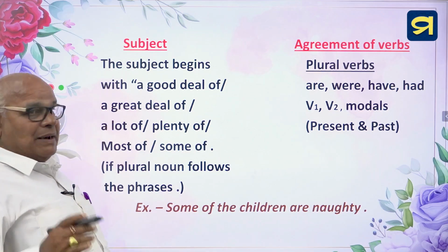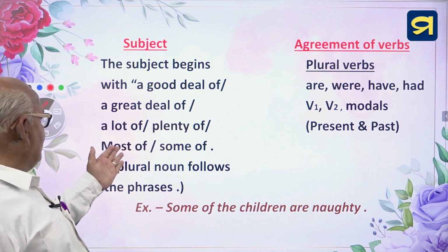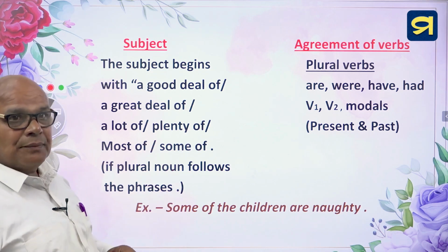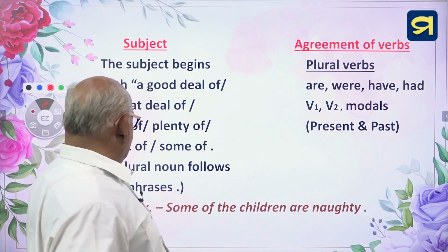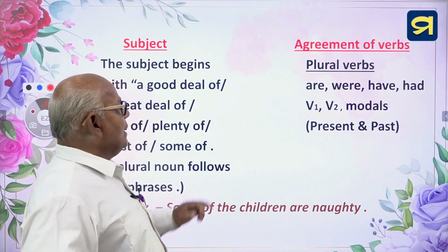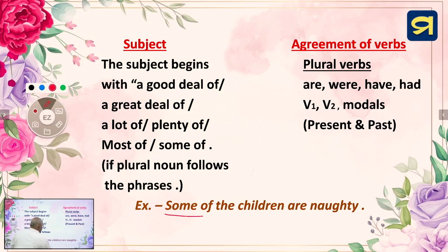If the subject begins with a good deal of, a great deal of, a lot of, plenty of, most of, and some of, and a plural noun follows the phrases, it takes the plural verb. Example, some of the children are naughty. Here the sentence begins with "some of" and it is followed by a plural countable noun, so it takes the plural verb "are".